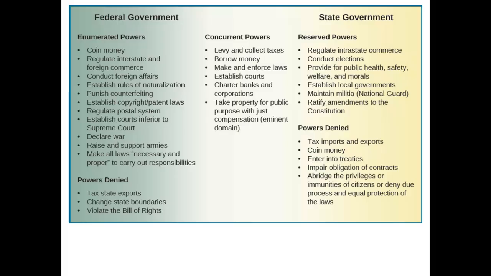But there are also powers that are exercised by both federal and state governments. So collecting taxes. There's state income tax, there's federal income tax. Both state governments and the federal government can borrow money. They both make and enforce laws. There's both a state court system and a federal court system. They can both charter banks and corporations. There's a variety of things that both state and federal government can do. Those are called concurrent powers.